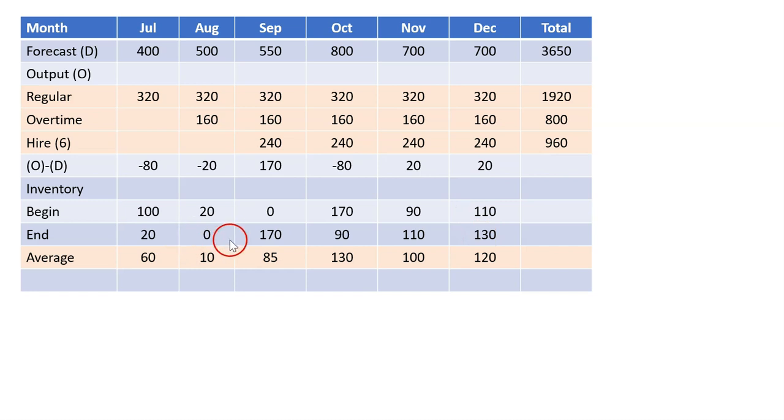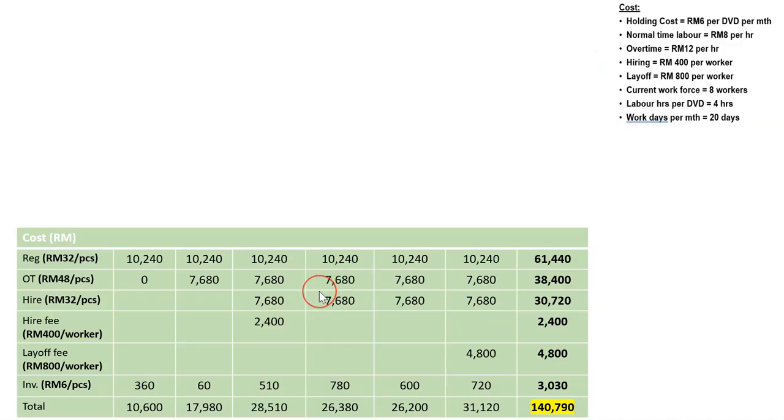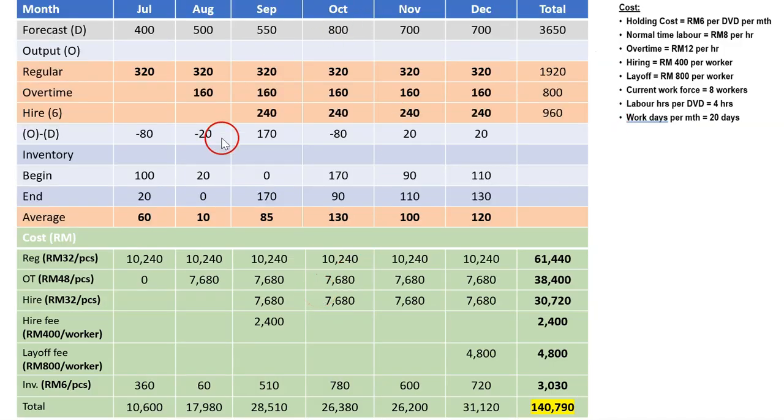Okay, now you have completed the begin and the end, and now you can do the average. So to get the average is 100 plus 20 divided by 2, you got 60. 20 plus 10 divided by 2, you got 10. 0 plus 170 divided by 2, 85. 170 plus 90 divided by 2, 130, and so on. So you have to do for each month. So once you have completed this table, then you can start to do the costing. Make sure this table is correct so that you will have the correct cost.